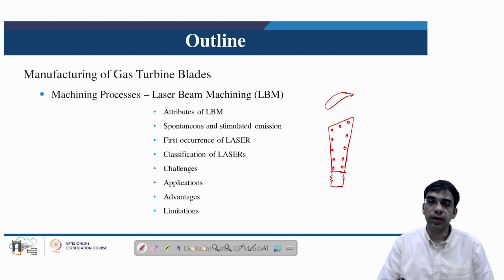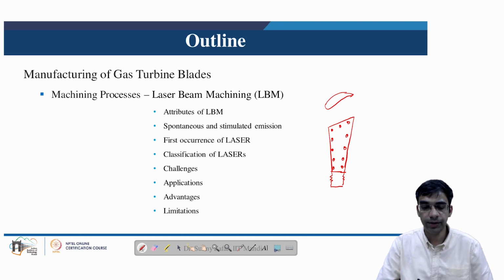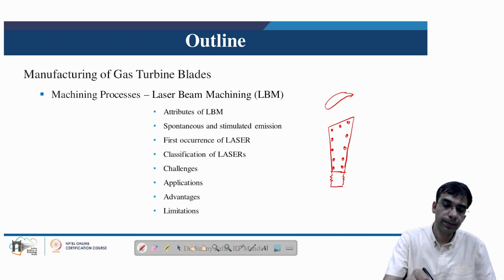So the previous process that we have seen was electric discharge machining, which is also used to generate these holes, but due to inherent disadvantages of presence of the recast layer as well as certain defects in the recast layer such as cracks, voids and microporosity, the alternate of laser beam machining is also used to create such film cooling holes. So in this lecture we will see various attributes of laser beam machining: spontaneous and stimulated emission, occurrence of laser classification, their challenges, application, advantages and limitation of LBM process.